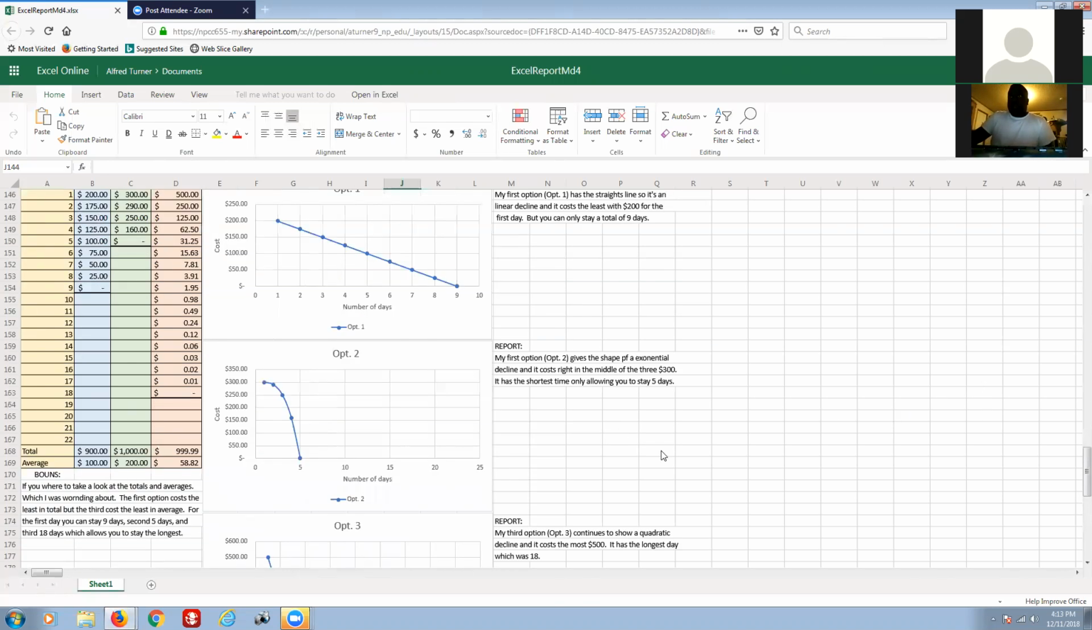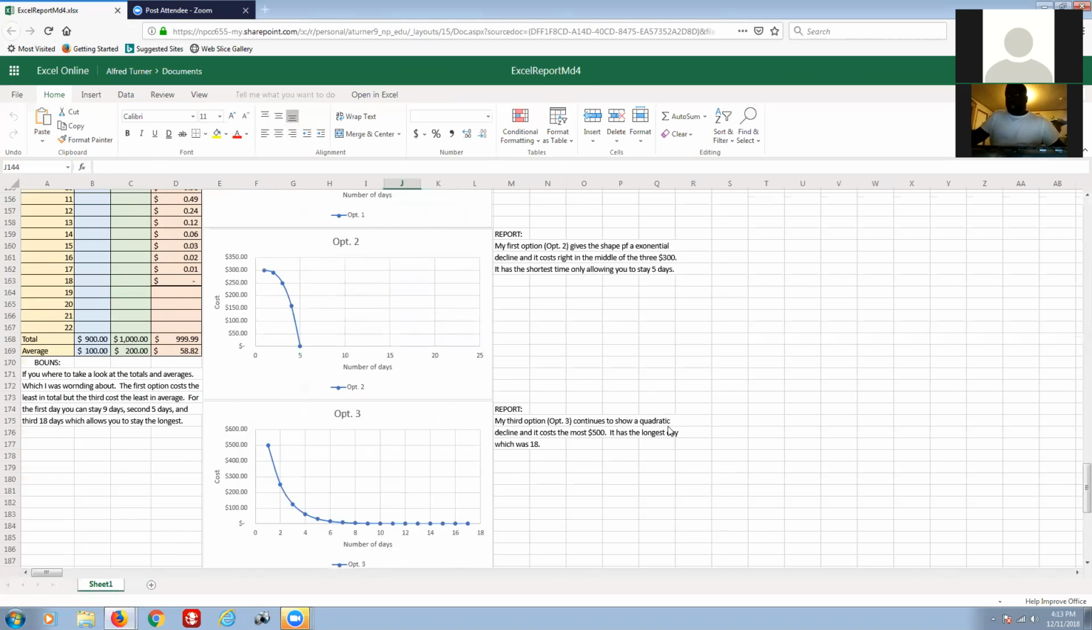Option 2, I can't even pronounce that word, I do apologize. It costs right in the middle, $300, is the shortest time, only allowing you to stay 5 days. And my third option continues to show quadratic decline, and it costs the most, $500, and it's the longest, which you can stay 18 days.